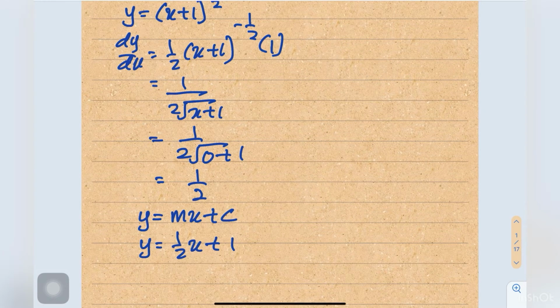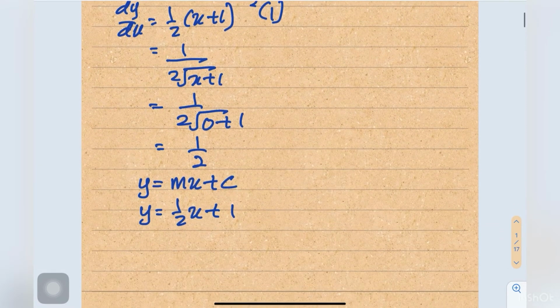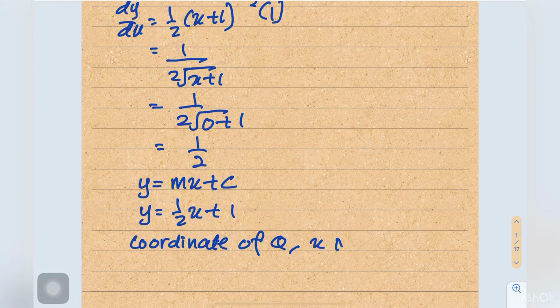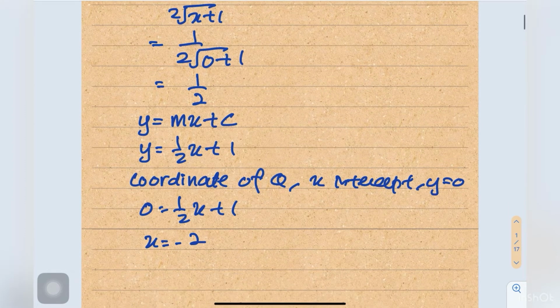Okay, so find the coordinates of Q. The coordinate of Q is the x-intercept. The x-intercept is where y equals 0. Substitute here: 0 equals 1 over 2 x plus 1. So then x equals negative 2. Therefore, the coordinate of Q is (negative 2, 0).